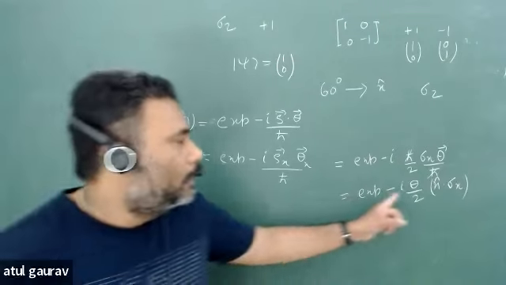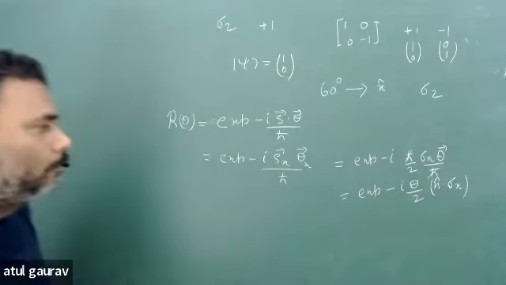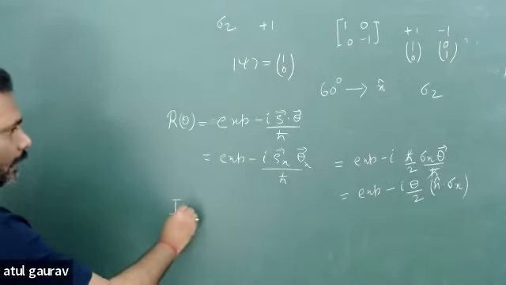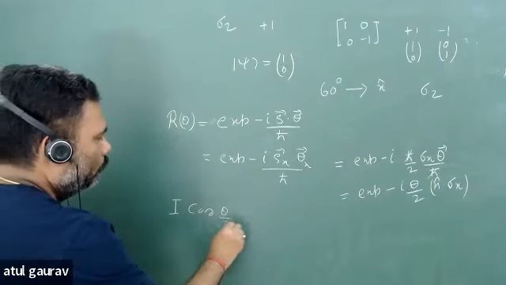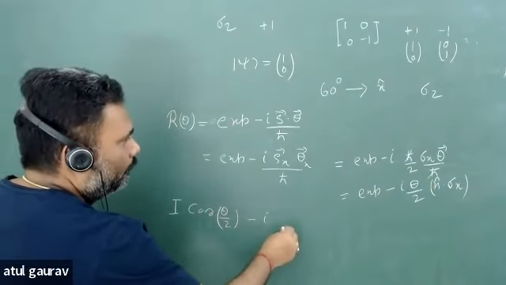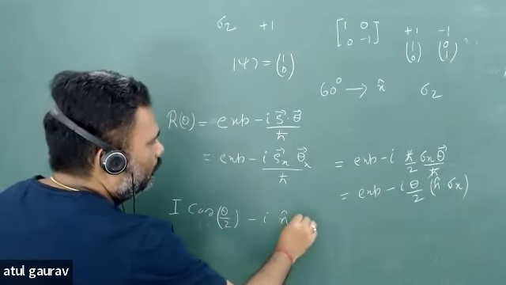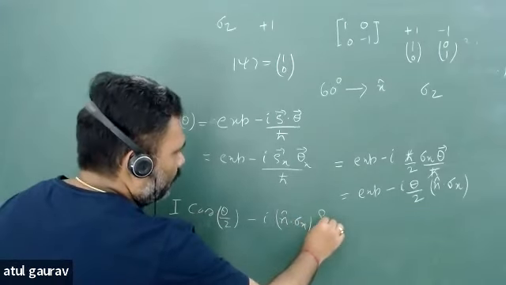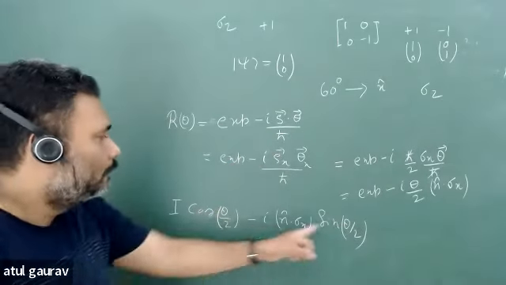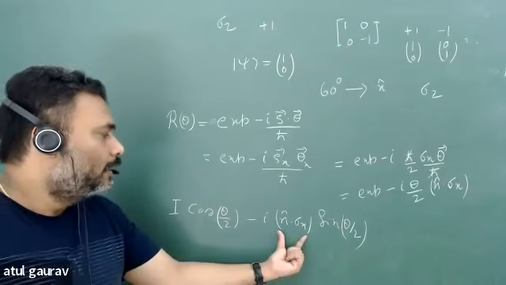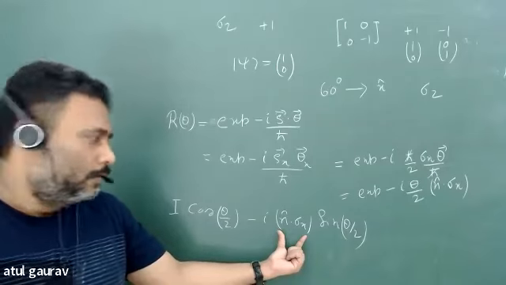So now you can use the concept from what we did in the last class. What will this be? What can you write for this matrix? In place of I times a, what will you write? Theta by 2: cos theta by 2 minus I n dot sigma x sin theta by 2. So here in spin, when it rotates by angle theta, theta by 2 comes with cos and sin. And what will this thing be? This thing is nothing but sigma x.